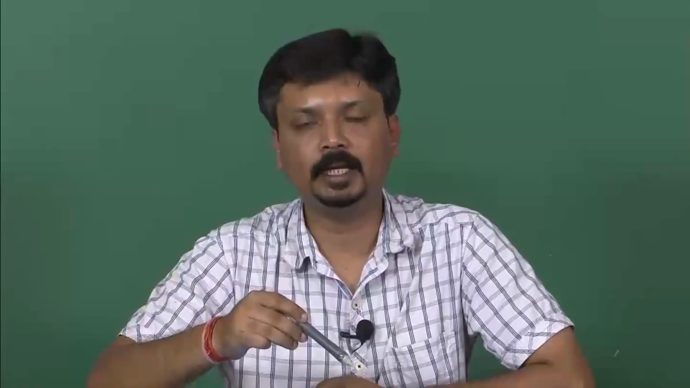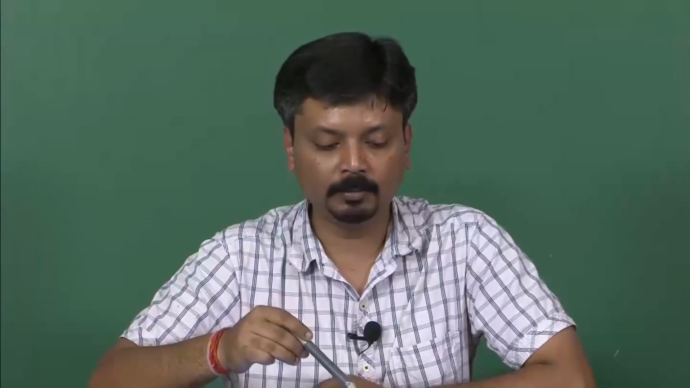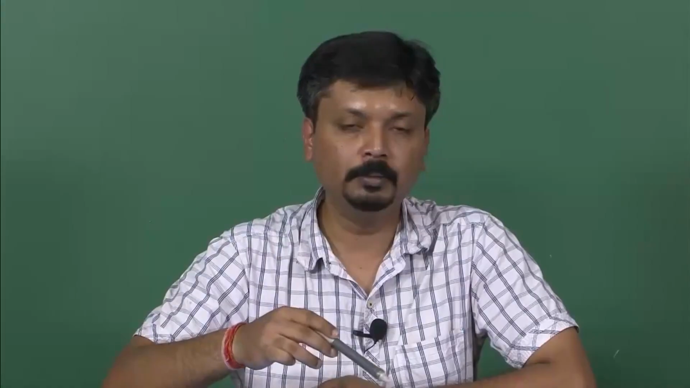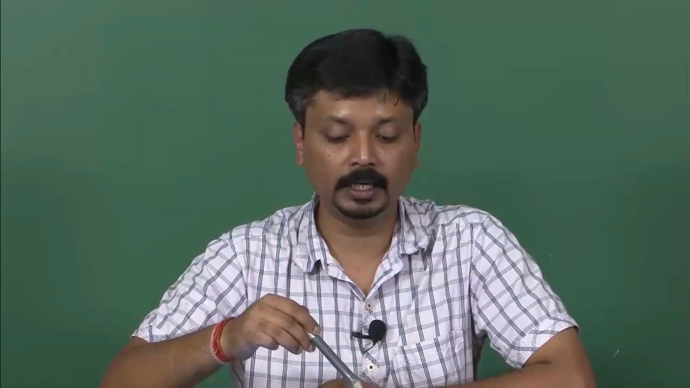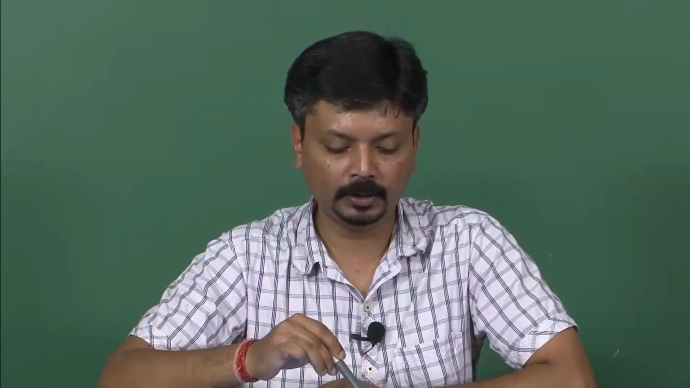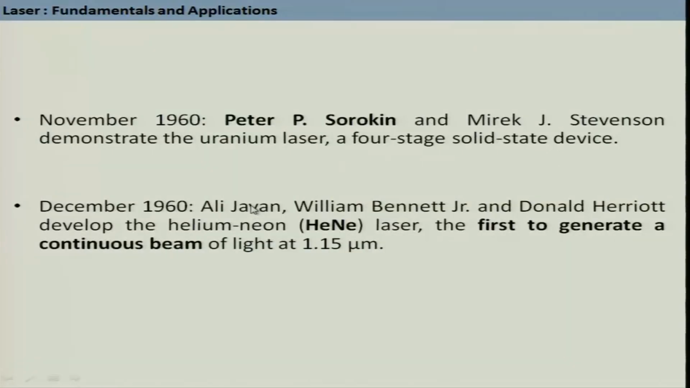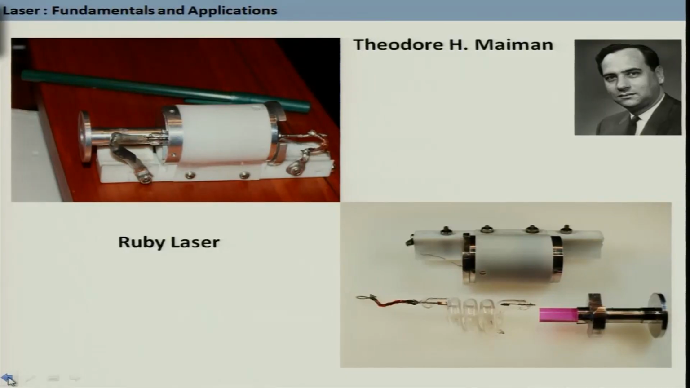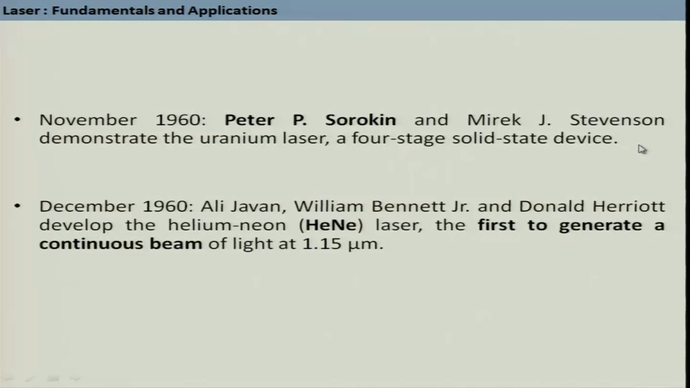Just to show you the first instrument that he used to form this laser, I have given you two images. One is the image of the ruby laser that he built on your left side, and on the right bottom you have the components of this laser. You can get these images on the web very easily. I have taken them from Wikipedia, and this is Theodore Maiman.